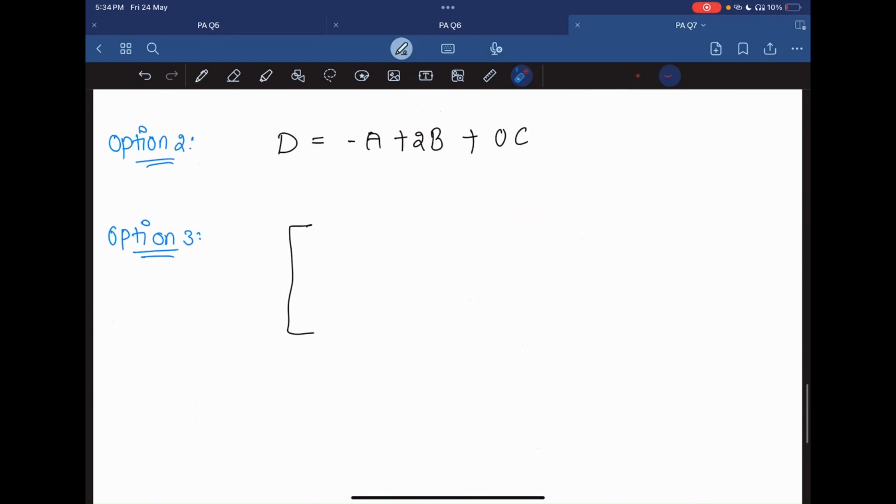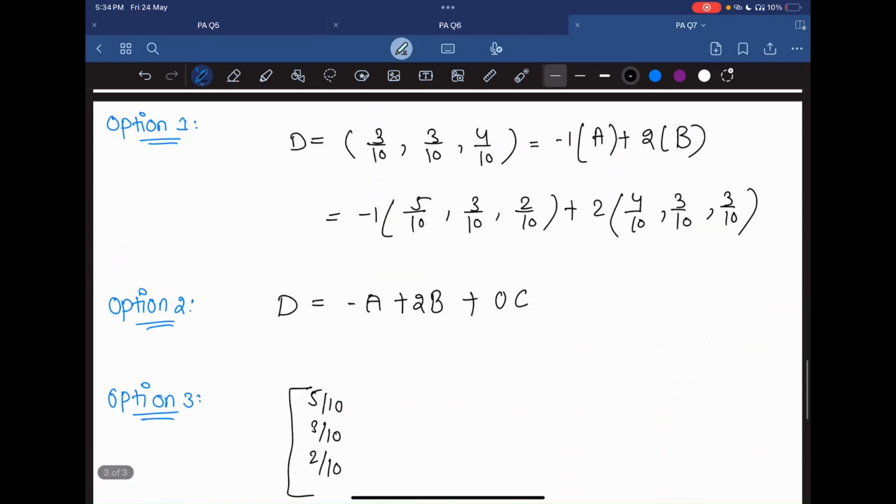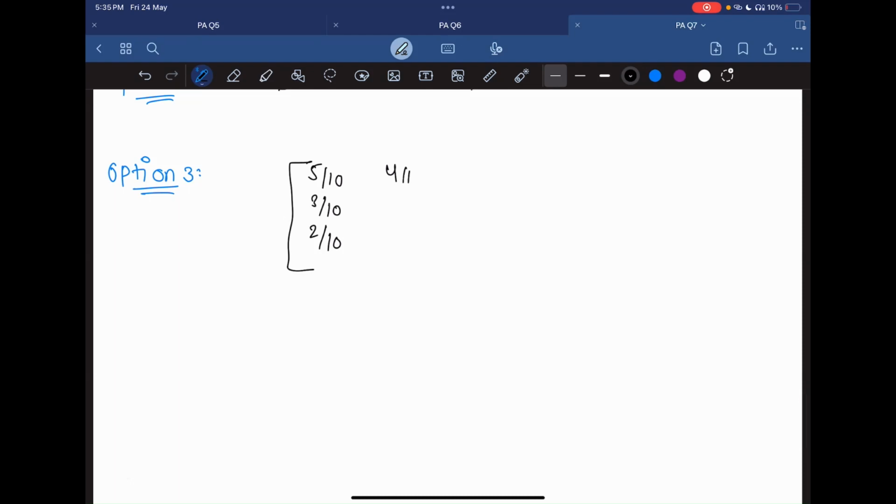So the matrix is 5 by 10, 3 by 10, 2 by 10, then 4 by 10, 3 by 10, 3 by 10, and then we have 10 by 10, 0 by 10, 0 by 10.